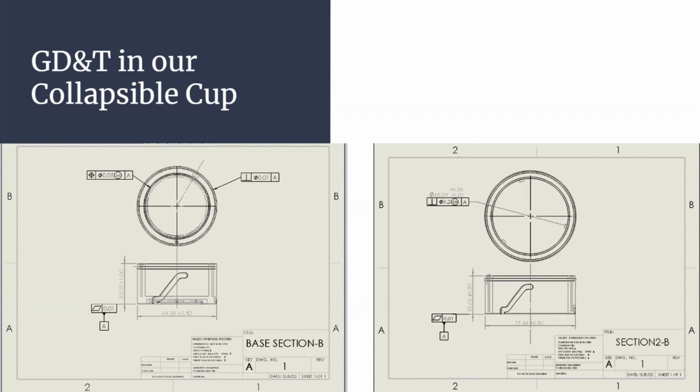We also add a perpendicularity callout. This is very important on the inner side since the base goes basically inside on the inner diameter. We want this to be as close to parallel as possible with the base.